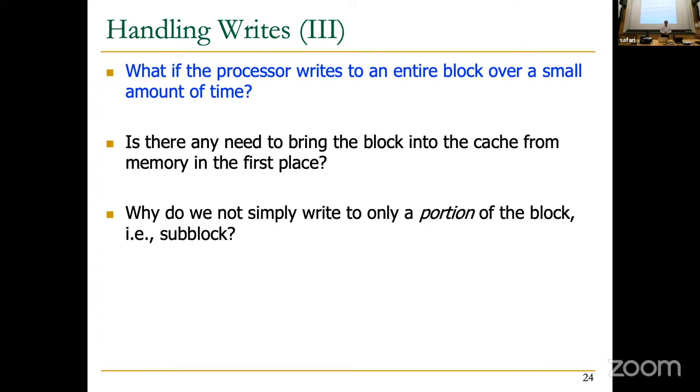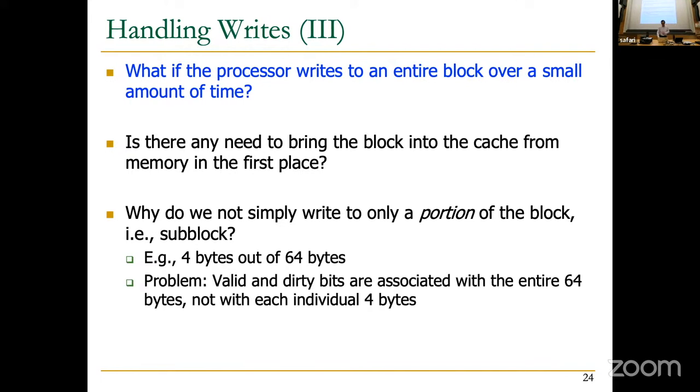So basically, the idea is sub-blocking. Simply write to only a portion of the block called a sub-block. For example, 4 bytes out of 64 bytes, right? Now, the problem is what I just said, the granularity mismatch. You have valid and dirty bits associated with the entire 64 bytes. And if you write only 4 bytes, and if you don't have the remaining part of the block, you have a problem, right?